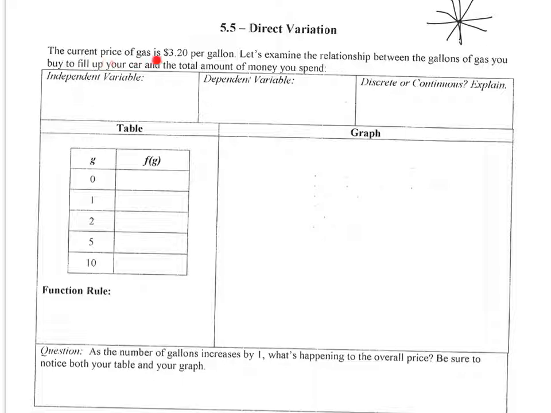So the current price of gas is $3.20 per gallon. Let's examine the relationship between the gallons of gas you buy to fill your car up and the total amount of money you spend. The independent variable is gas because the cost depends on the amount of gas that you buy. This would be a discontinuous situation because you can have parts of a gallon.